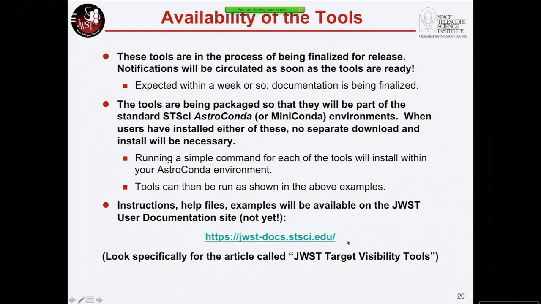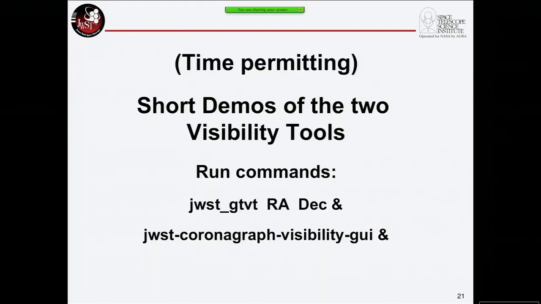The general documentation site is at this location. You will see things called JWST target visibility tools, and a helper file for each of the two tools will pop up in that documentation as soon as I can get approval to put things out there and we get things finalized. And with that, I want to quickly try to show you each of the tools.